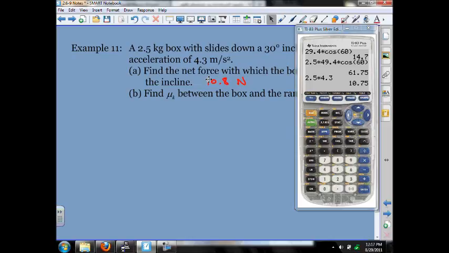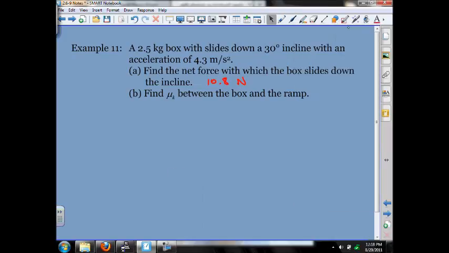Part B asks us to find mu sub k. The only formula that we have that deals with mu would be frictional force equals what? Mu sub k times normal force, right? Frictional force equals mu times normal force. Mu, remember, is the coefficient of friction. No units on mu. So it looks like in order to find mu, we need the frictional force and the normal force, which is pretty similar to the one we just did, right?